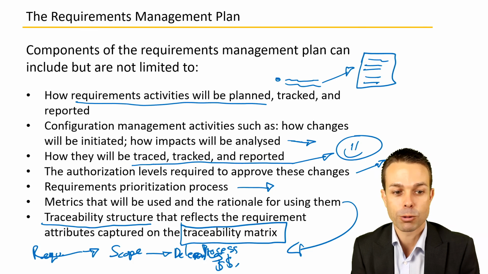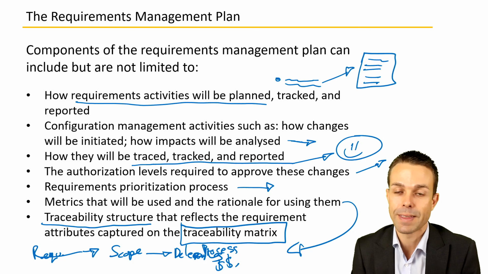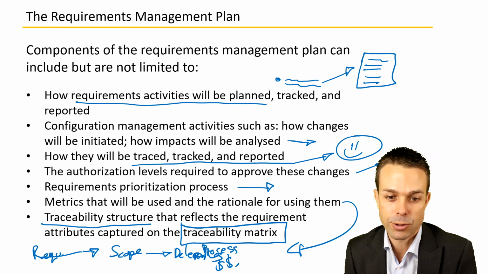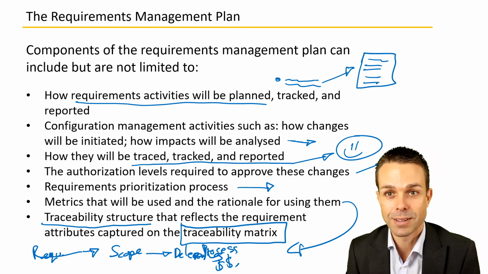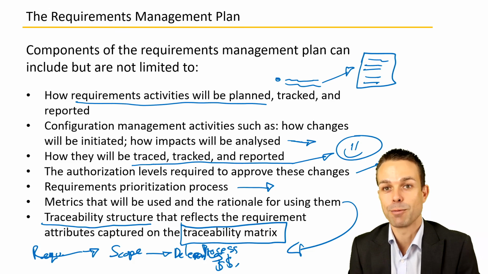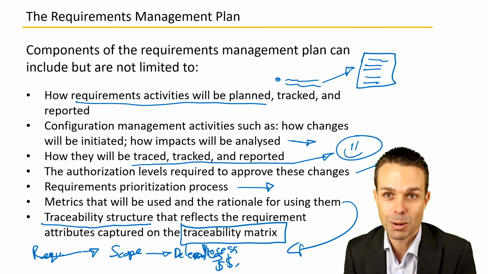And so basically we want to show that traceability structure. We want to get that ready so that we're going to be able to put that into our traceability matrix, so that can all be aligned and we can all see that things that have been delivered actually relate to the requirements that we've gathered.